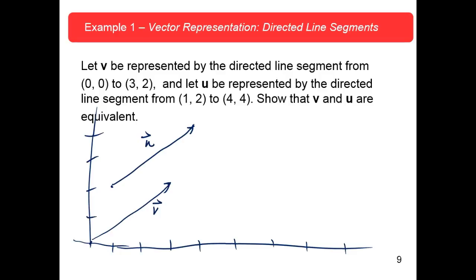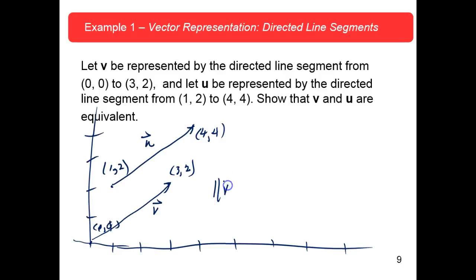Okay? Well, two things must be true for a vector to be equivalent. Magnitude has to be the same and direction has to be the same. Now, they haven't told us yet how to do either one of these, but you sort of know, I think. This is the point 3, 2, and this is the point 0, 0. This is the point 1, 2, and this is the point 4, 4. How do you do magnitude? Remember, that's the same as length. Do you remember the length or the distance formula? Same as distance.